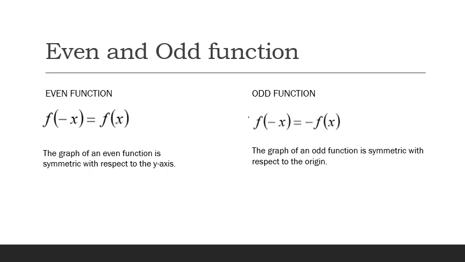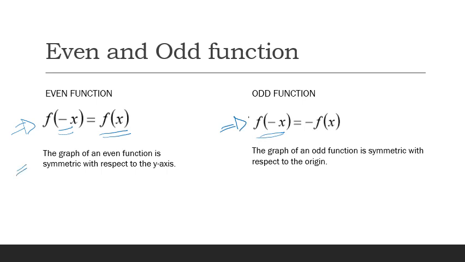For the first, we go to the even function. When we substitute negative x into the function, we get back the function with x only. While for the odd function, if given f(x), when we substitute negative x into that function, we will get back negative f(x). So this is the first option to distinguish both functions.